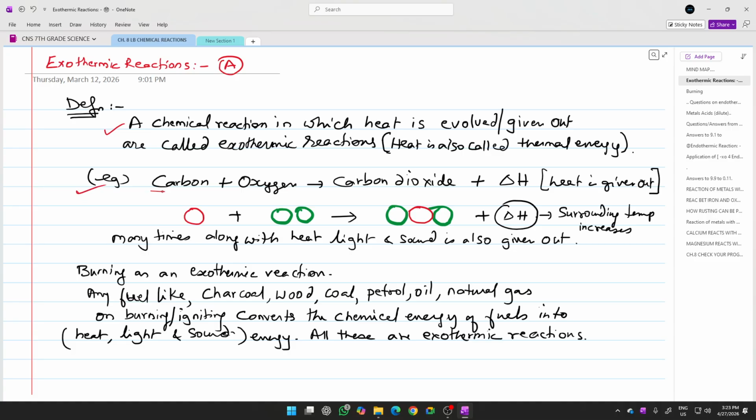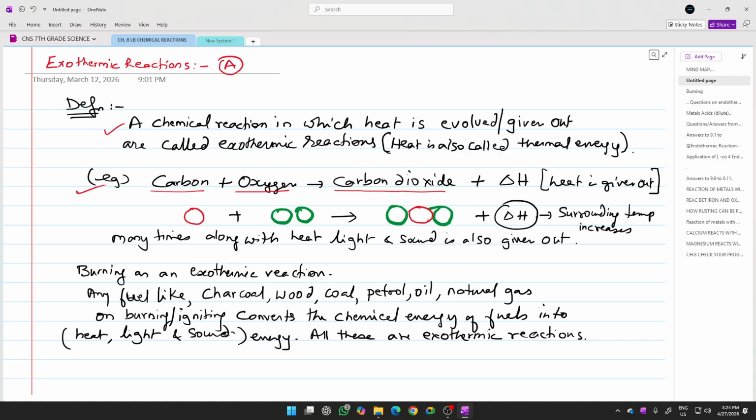Suppose you take carbon and make it combine with oxygen. A chemical reaction is going to take place and the product formed will be carbon dioxide. This is a chemical reaction in which one atom of carbon, represented by one red circle, and two atoms of oxygen, represented by two green circles, undergo a chemical reaction, combine together and form a product called carbon dioxide. This carbon dioxide can be represented by a red circle in the center and a green circle on either side of that red circle.